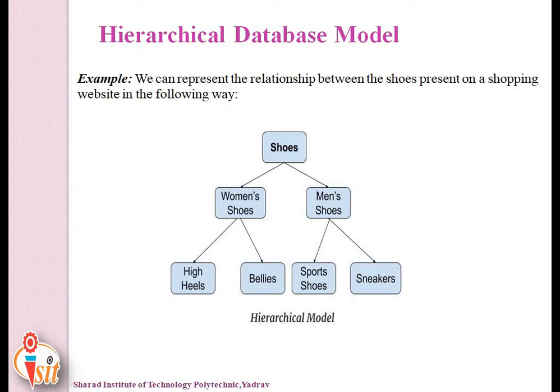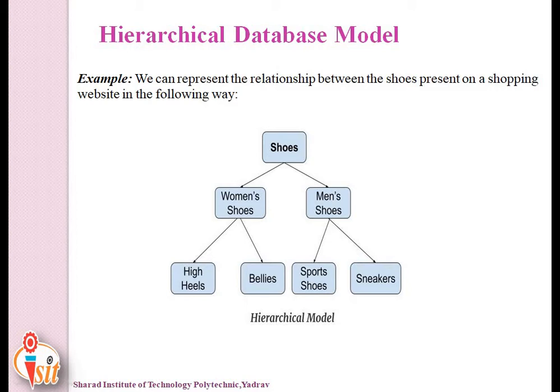Let's end this point with another example. Here you can see the hierarchical model for shoes present on a shopping website in the following way. The main root node is shoes. Next point is there are two children for that shoes, women's shoes, men's shoes. These are called the children, and again women's shoes and men's shoes having parts high heels, bellies, and men's shoes contains sports shoes and sneakers.